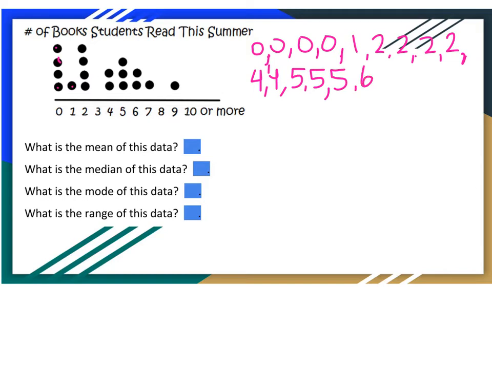2, 6, 6, 6, 1, 7, and 1, 9. Okay, and then again, I like to always double check myself. How many dots did I originally have, and how many numbers did I write down?